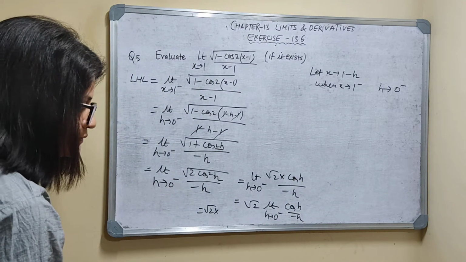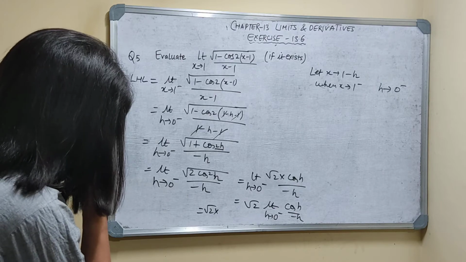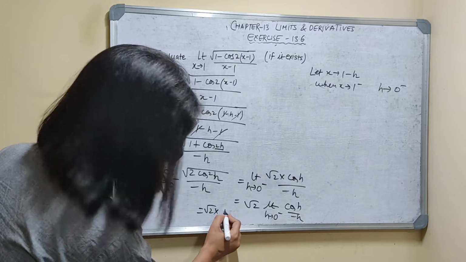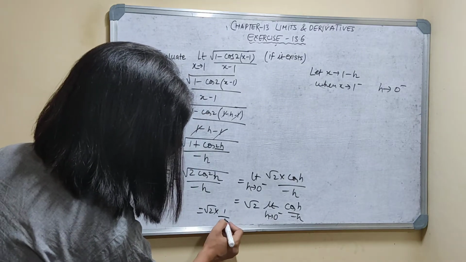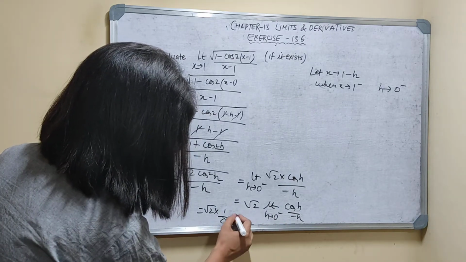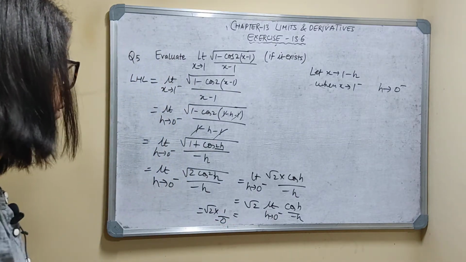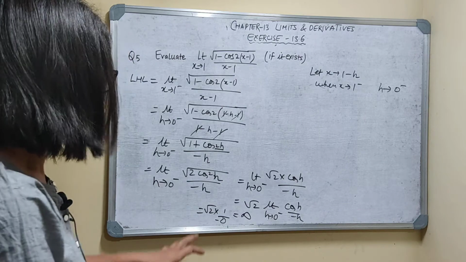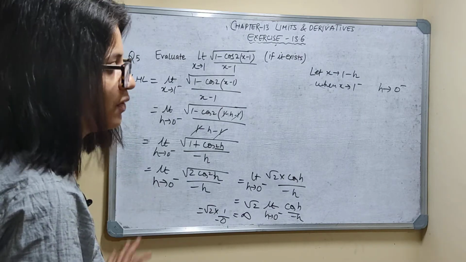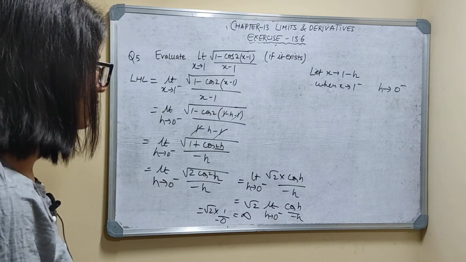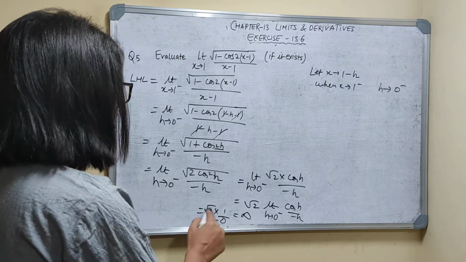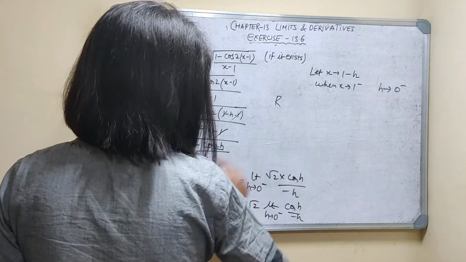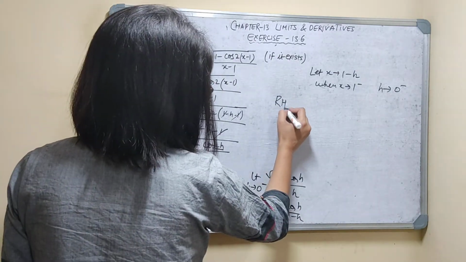What will you get? Tell me. Cos 0 is 1, upon minus 0, so you will get infinity. It is not possible that the left hand limit should be equal to infinity. Though it is not possible, I will also find the right hand limit.